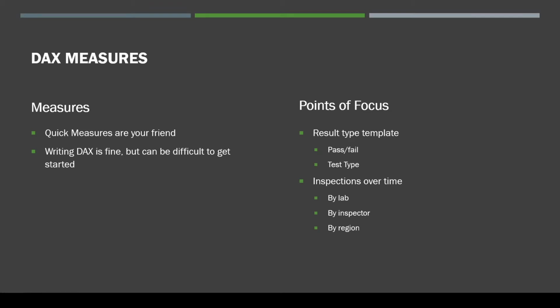We're on to DAX measures today, aren't we? A little bit of DAX, how does that work? So with DAX measures, you've got two key areas. Technically there's three, but we'll call quick measures the same as the drag and drop aggregations. Quick measures are your friends, right? They're there to help you learn a bit about DAX.